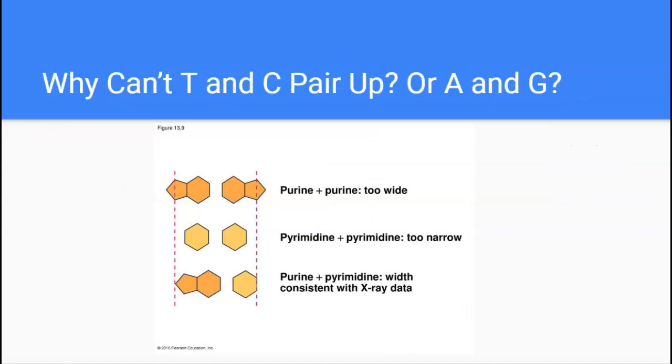And so here's why we need one purine and one pyrimidine. If we had two purines and then the next rung we had two pyrimidines, our horizontal parts of our double helix, the rungs if you will, would be different lengths, and that's problematic. So we need one of each to keep the width constant.